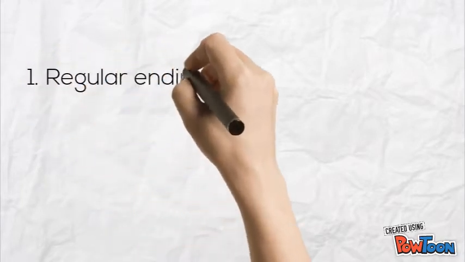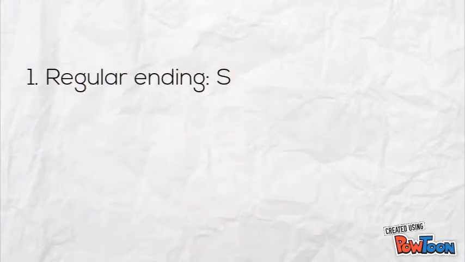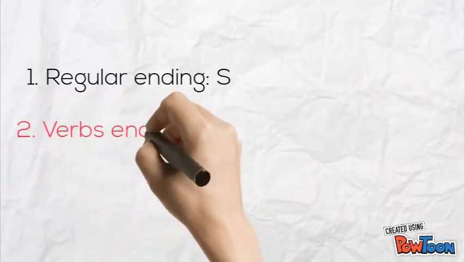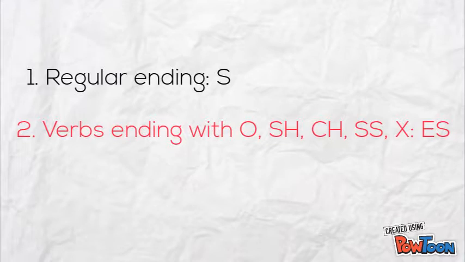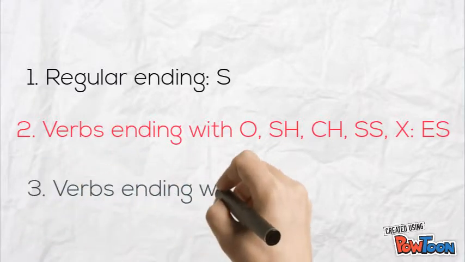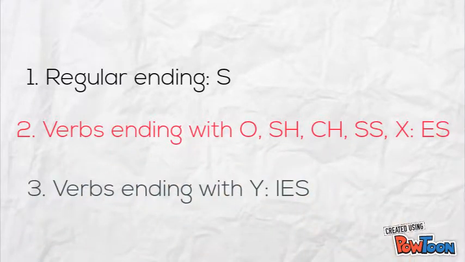So the first option that you have is the regular ending. You just add the s at the end of the verb. The second option that you have is verbs ending with o, sh, ch, ss, or x. You just add es at the end of the verb. And the last option is with verbs ending with y. You just add ies at the end of the verb. But let's see it more closely.